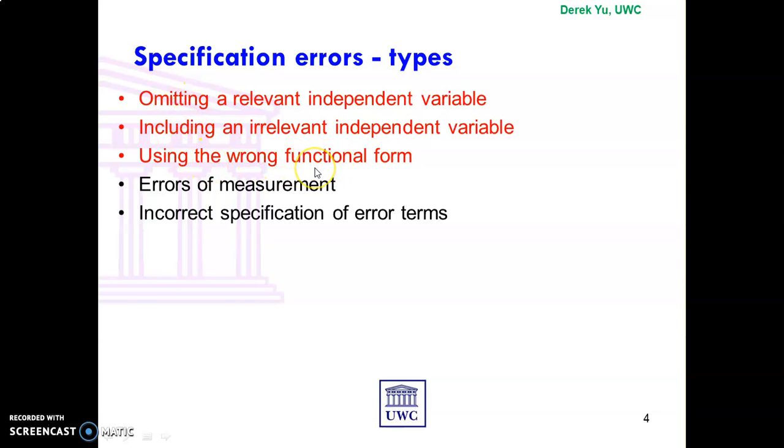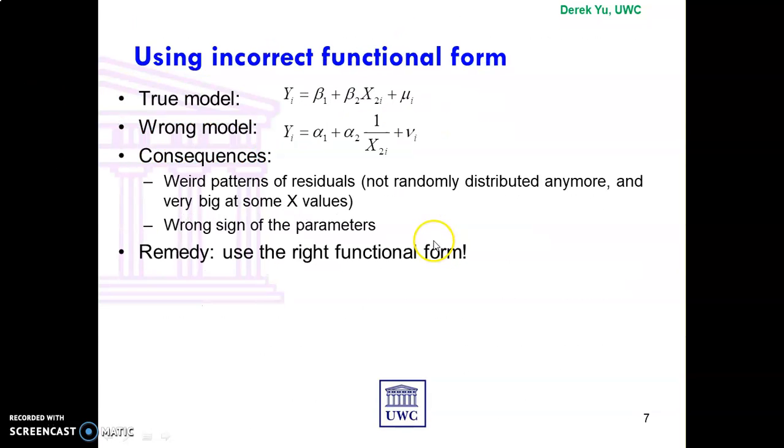What if you use the wrong functional form? What if you commit overfitting, meaning you include an irrelevant explanatory variable? And then underfitting means what if you exclude a relevant explanatory variable? So I'm going to start with the easiest one, using the wrong functional form. Okay, this is just a hypothetical example.